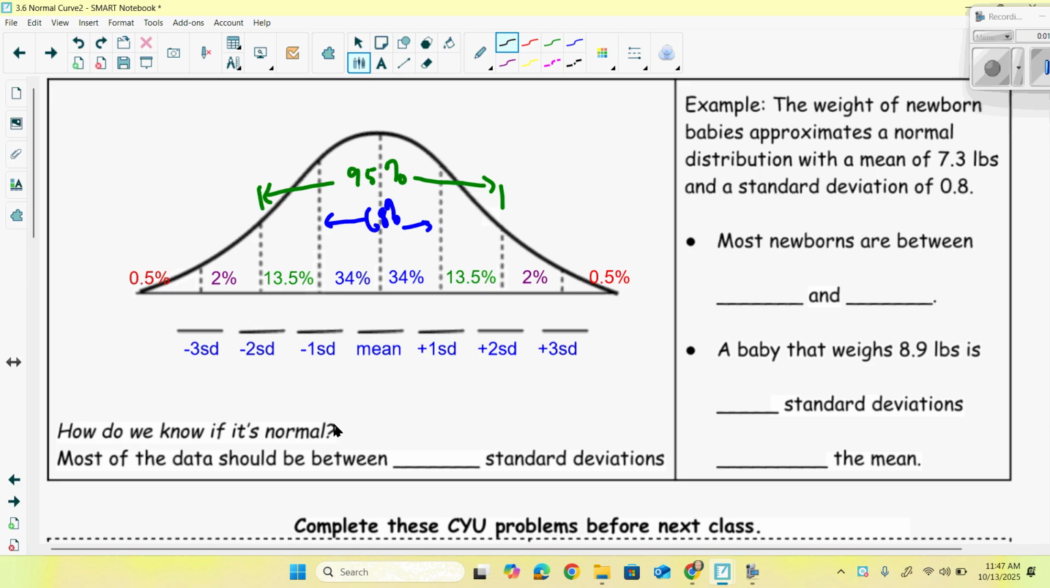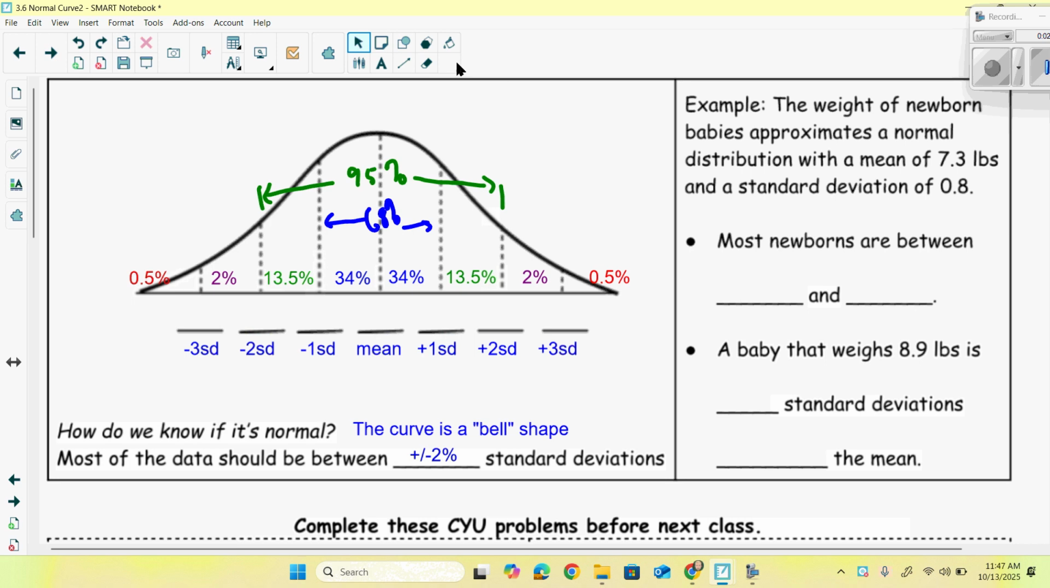So how do we know if this is normal? Basically, when you look at it, it looks symmetric and bell-shaped, okay? Most of the data should be between, we're going to say 95% of the data should be between plus or minus 2 standard deviations. So if you go up 2 and down 2 and add up those percents, you get 95, and we're going to say that's most of the data.